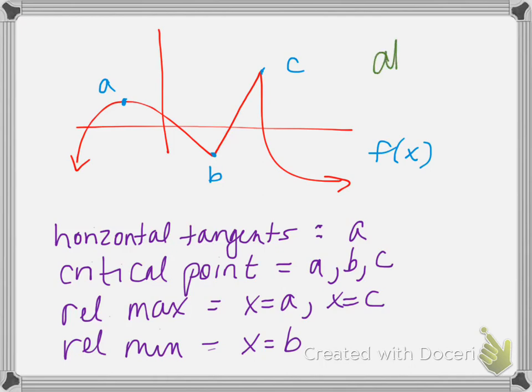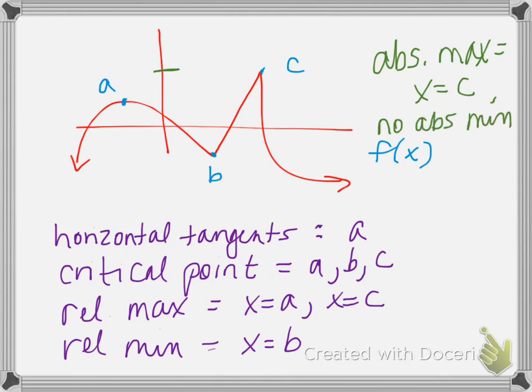If it asks for absolute max, that is where the highest value is on the whole entire graph. It would occur at x equals C. The actual max is that y value right there, but I didn't label it, so we're just going to say it's at x equals C. There is no absolute min because this graph continues to go down and never levels off at a certain value. So this particular graph has no absolute min.